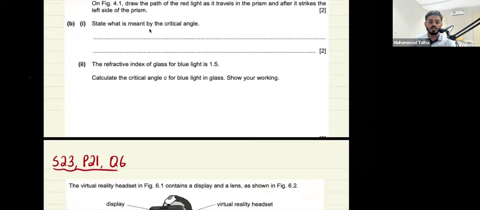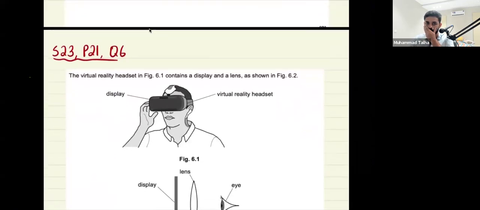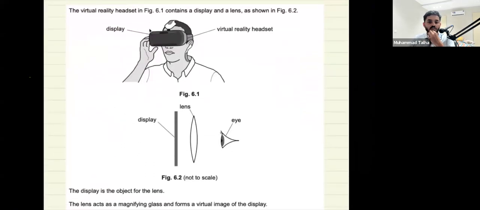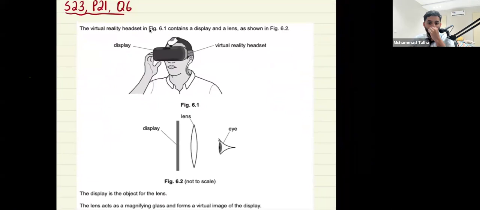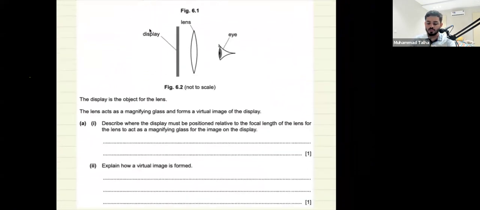So it would have a larger refractive index. All right, the VR question, this was also on lens formation. So the display is the object for the lens. The lens acts as a magnifying glass and forms a virtual image.